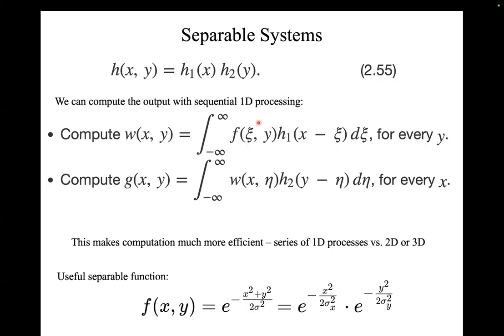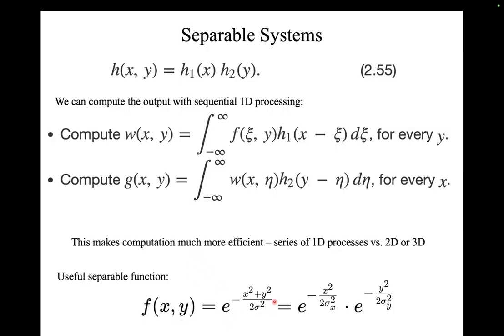And so if our original input looks something like this, and we have a point spread function in the x direction, right, we can do that convolution and generate an output, which is W. We then take that output from this one-dimensional convolution and put it into a one-dimensional convolution in the y direction, and that gives us our final two-dimensional image.